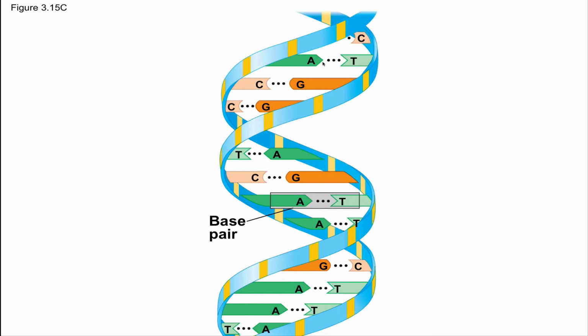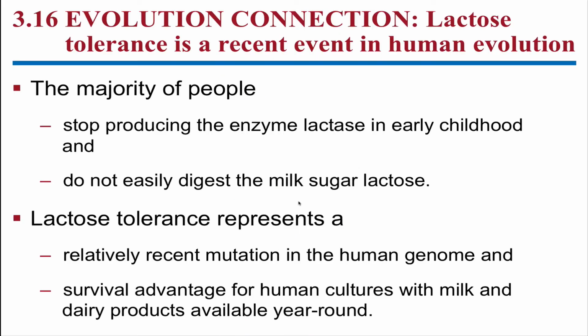So again, A always pairs up with T, C will always pair up with G. Okay, on one strand here, you have a C, on this strand here, you have a G. On this strand, you have a G, this one you have a C. So again, these are what we call base pairs. So that pretty much wraps it up for this chapter.